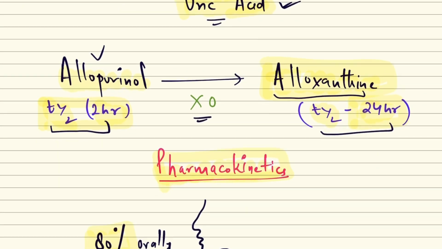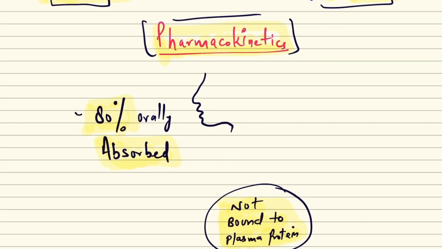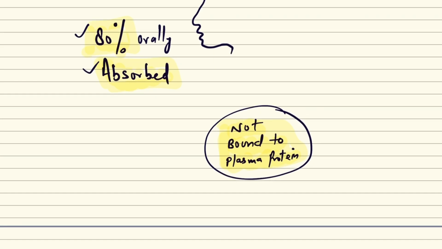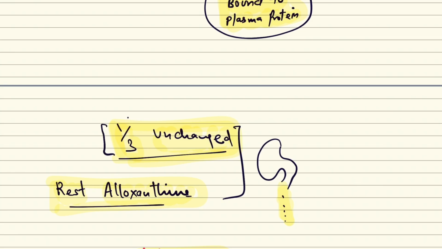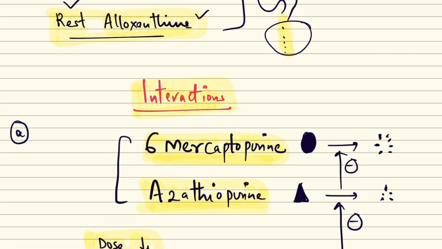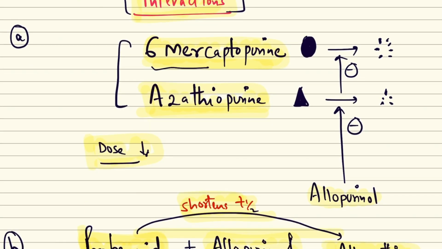This prevents uric acid formation. About the pharmacokinetics of allopurinol, it is about 80% absorbed orally, and after absorption it goes to the circulation, but it does not bind to any plasma protein. It has no plasma protein binding. So that's why about one third is excreted unchanged, and the rest is excreted as alloxanthine in the urine.